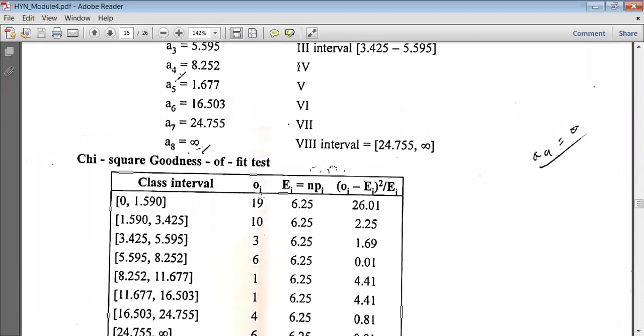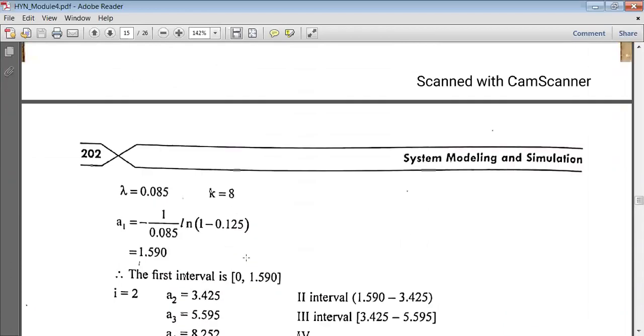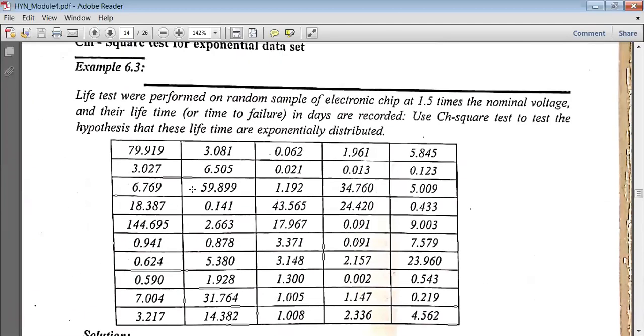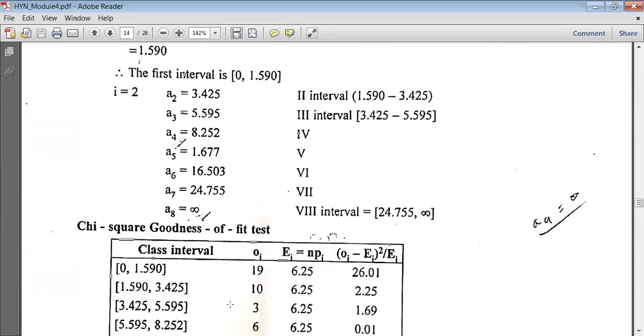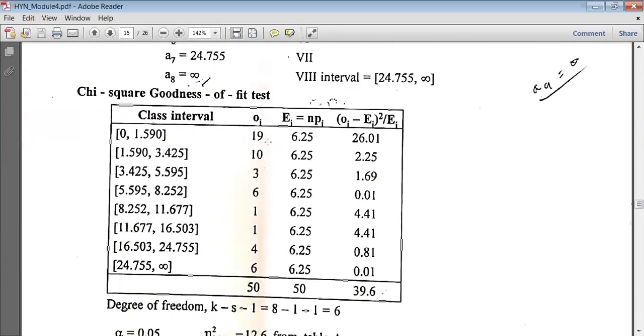Then what is OI? OI is nothing but you have to count how many values are there in this range. From your given data set, we have to count how many values are there between 0 to 1.5. Literally we have to count, then we will get the observed frequency values. How many numbers are there between 1.5 to 3.4? This is inclusive and exclusive, so if you include 1.5 in the first case, in the next case you have to exclude the 1.5 value.